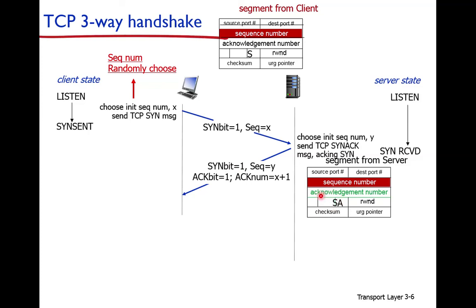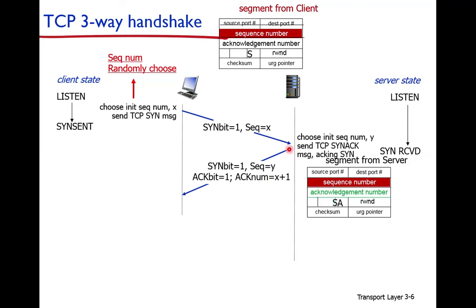So the A flag will be on, which means there is an acknowledgement present, and the acknowledgement number will be put here. So what should be the acknowledgement number for this? In TCP, the acknowledgement number is the expected next sequence number. This message had sequence number X, so X is received. Next the server is looking for X plus 1, so X plus 1 will become the acknowledgement number and will be put in the acknowledgement field here.